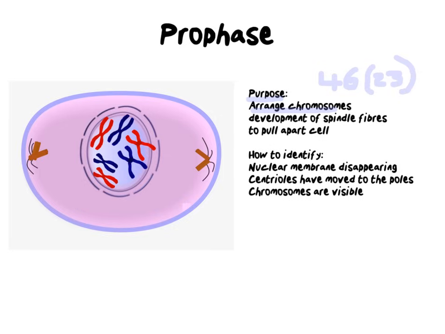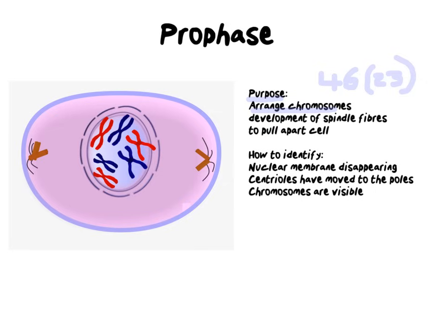Why do we have pairs? Because you got 23 from your mom, 23 from your dad, and those 23 are complementary to each other. And so they pair up with one another to make your full 46. And so right now, what we're doing is we are arranging them in those pairs to make sure that when we pull the whole cell apart, everybody gets one of each. And so we have a full 46 at the end.